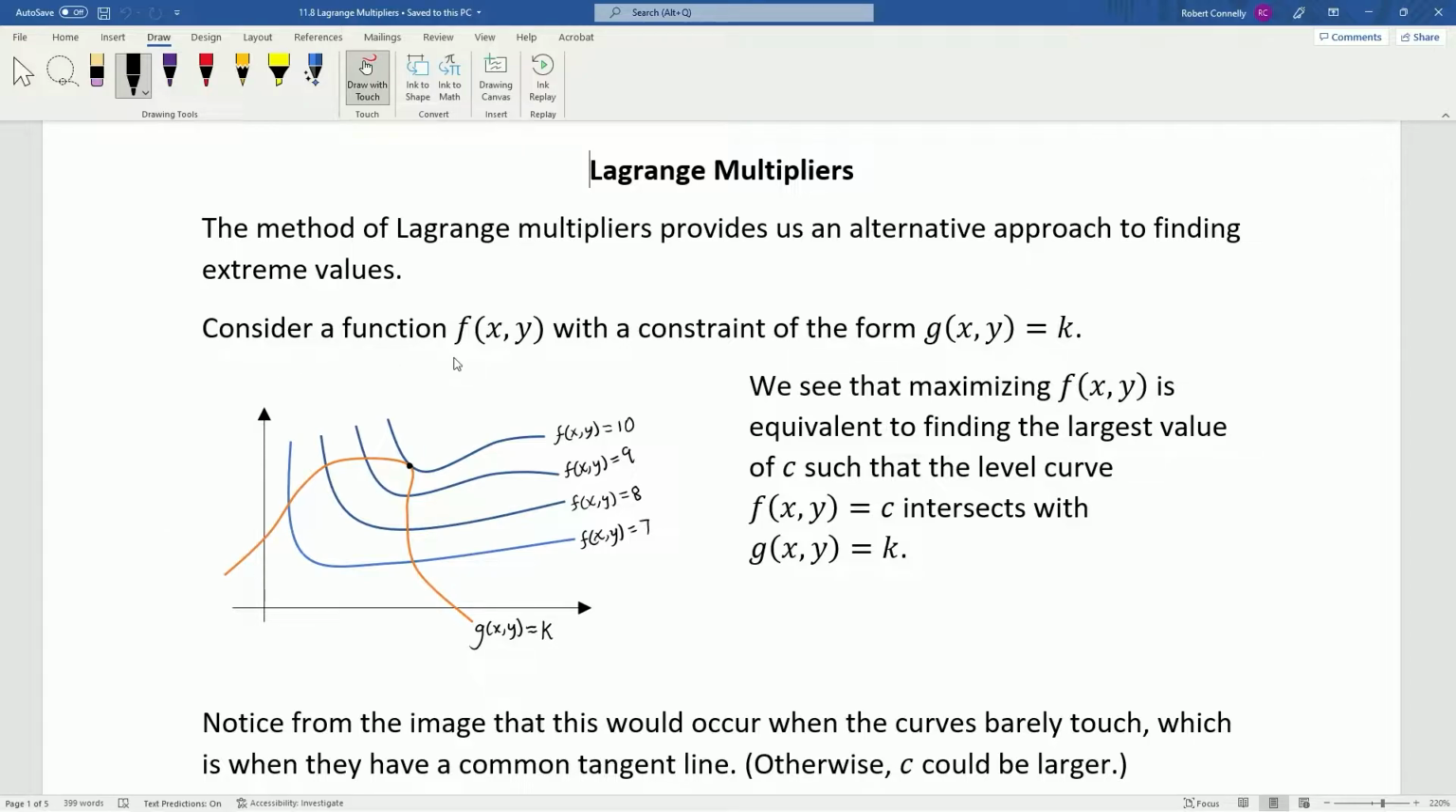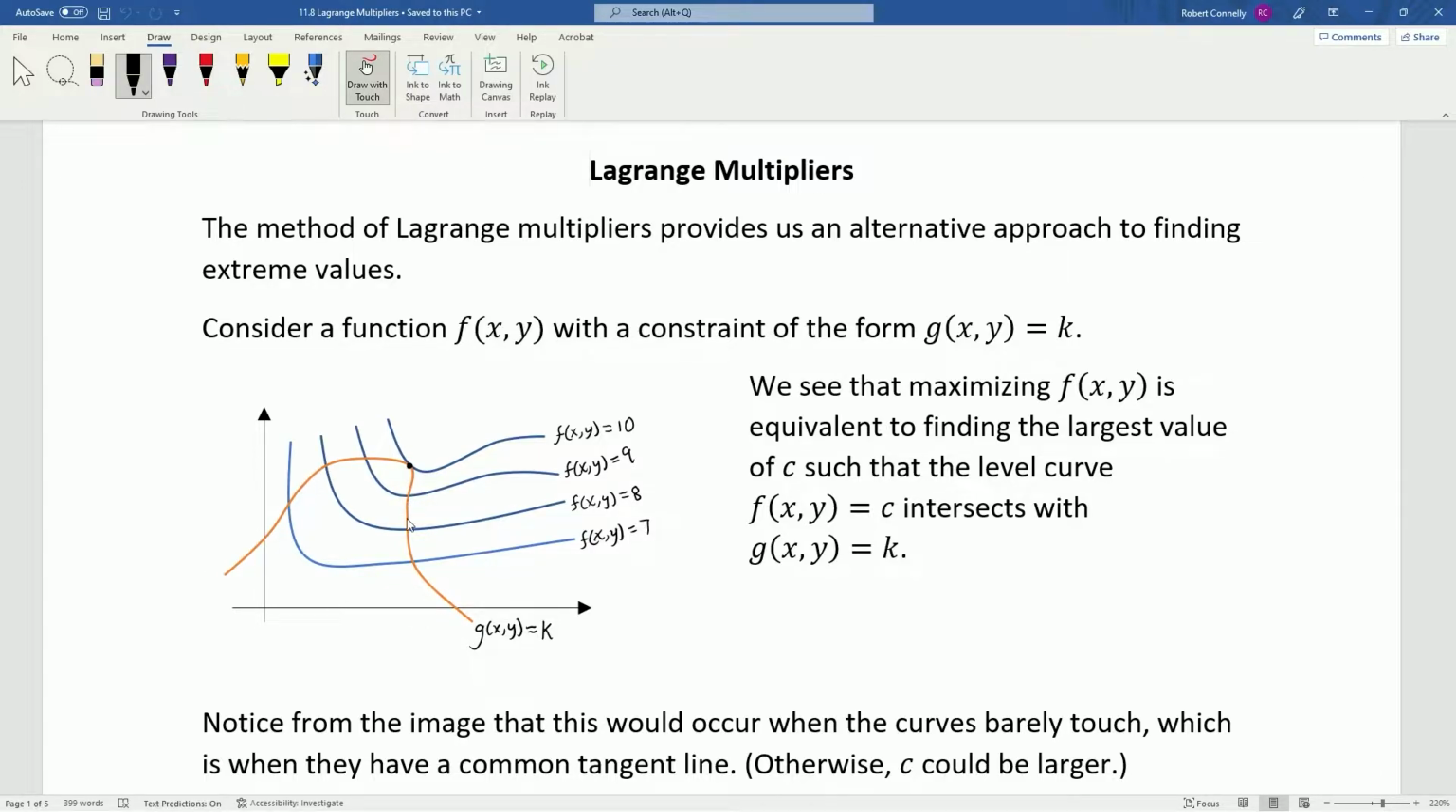Well, consider a function f of xy with a constraint of the form g of xy equals k. Then we see that maximizing f of xy is equivalent to finding the largest value of c such that the level curve f of xy equals c intersects with g of xy equals k. So what we're saying is this constraint tells us what x and y values are valid for the problem that we're trying to maximize, right?